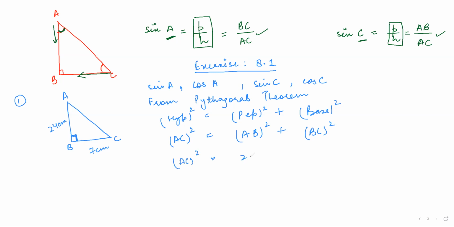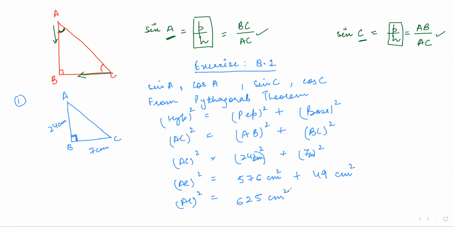And AB is given, that is 24 whole square. BC is 7 whole square. And obviously this is centimeter whole square. This is also centimeter. So AC whole square is, now 24 into 24 you have to multiply. That gives you, I think, 576 centimeter square. Plus 7 into 7 is 49, that also becomes centimeter square. So AC square is, now you add it. 6 and 9, 15. Then carry 1. 8 and 4 is 12. Carry 1. 625 centimeter square.